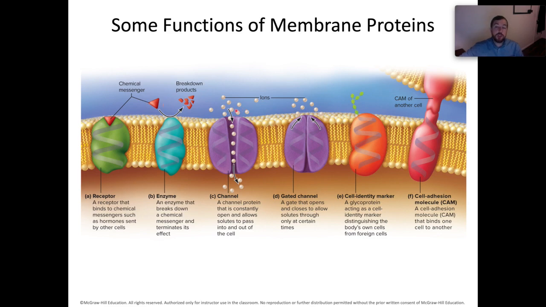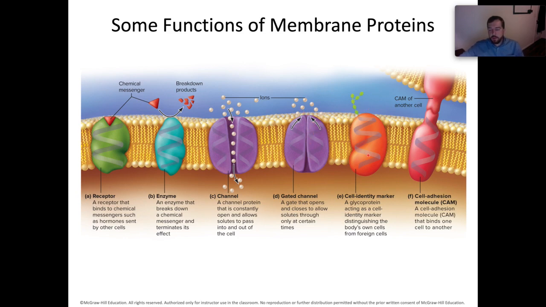Some are channels, so when they see that a particular ion, like sodium for example, or potassium, is fit to come through, they open up this channel here and open up a small hole in the plasma membrane and allow the cell to exchange solutes with its environment. You can also have gated channels that are not constitutively open but only allow things during certain times.